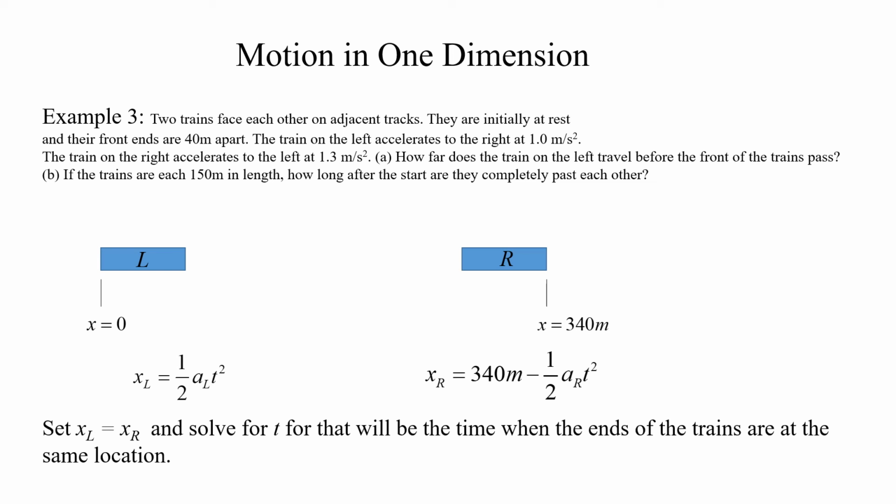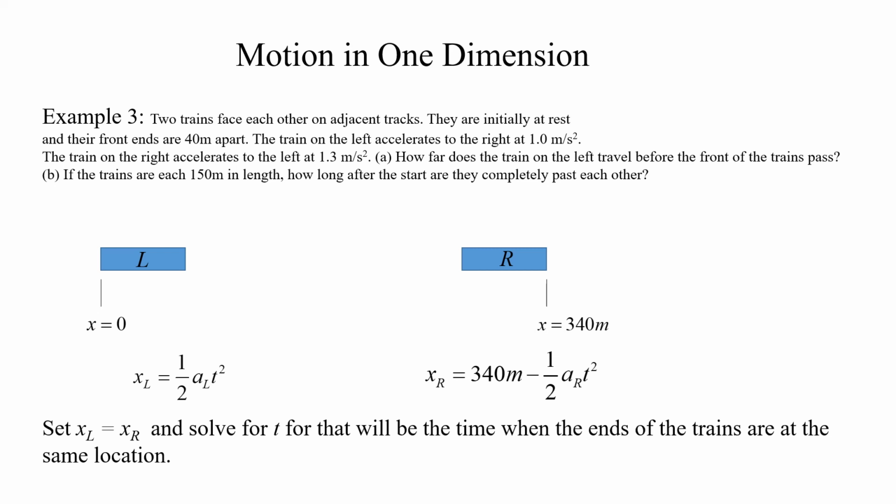Now I just write the equations for the positions as a function of time for each train. And notice that these are the same equations we had for part A. The only difference is the initial location of the back end of the right train is now at 340 meters. So for the left train, we've got x sub L equals 1/2 a sub L t squared. And for the right train, we've got 340 meters for the initial position minus 1/2 a sub R t squared.